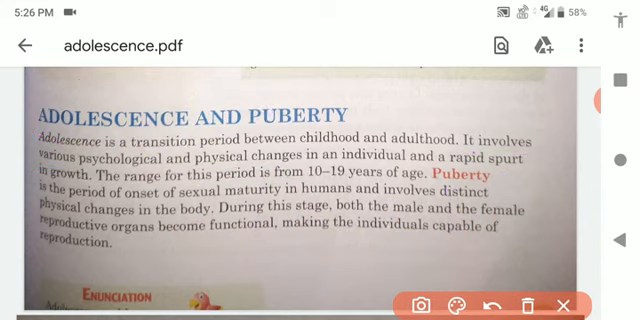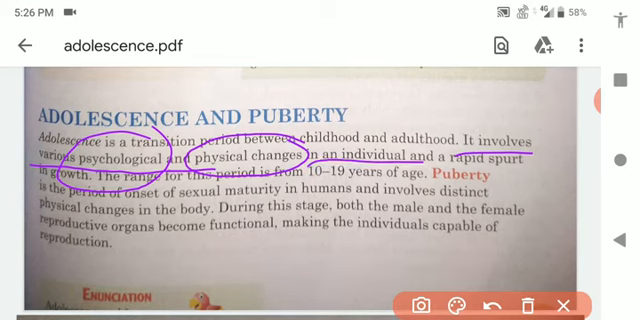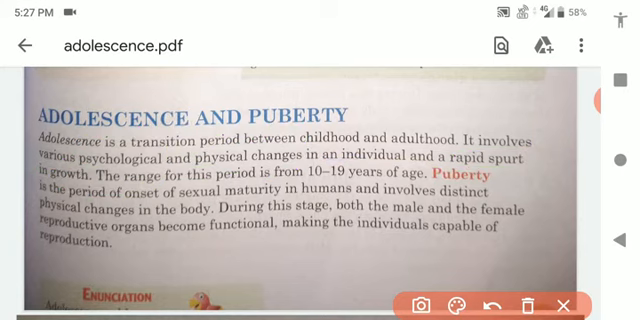Understood? So it involves various psychological, meaning brain-related, and physical changes in an individual, and a rapid spurt in growth, meaning the growth becomes very prominent, the growth becomes fast at this age. So psychological changes are observed and physical changes are also observed along with the rapid growth. Understood? So let's study. The range of this period is 10 to 19.